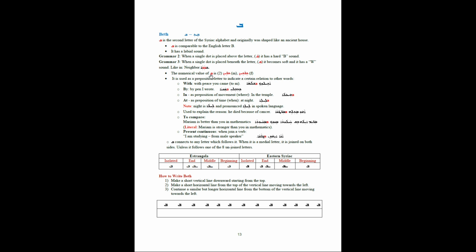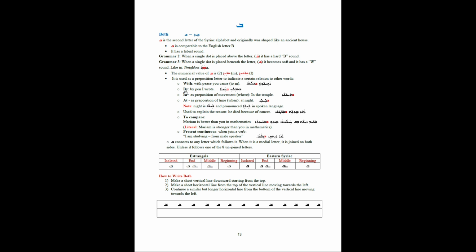So the numeric value of Beth is 2, tre for male, titte for female. Beth by itself is used as a preposition letter to indicate a certain relation to other words. Usually it is at the beginning of the word. If the word is a noun, it comes in the meaning of with. For example, Shlama means peace, Bishlama, with peace.